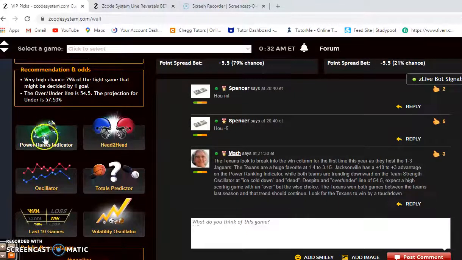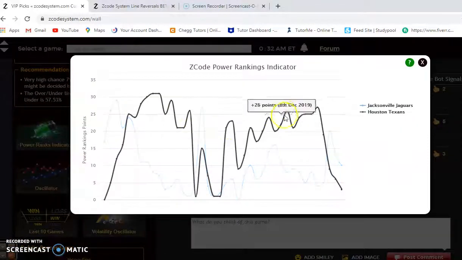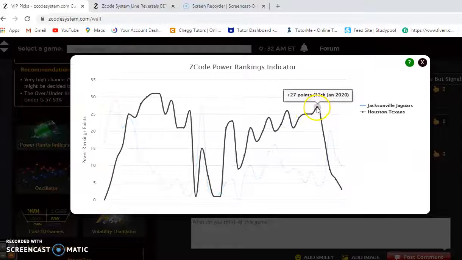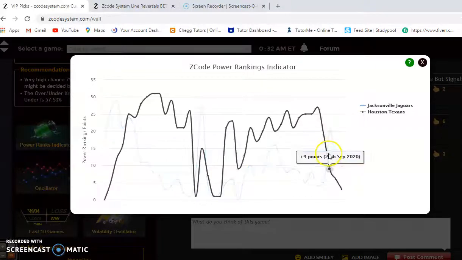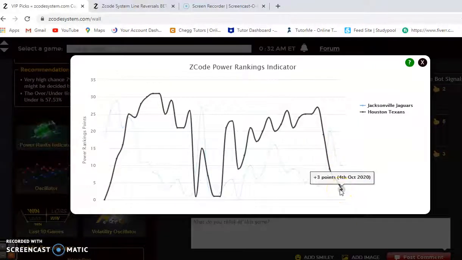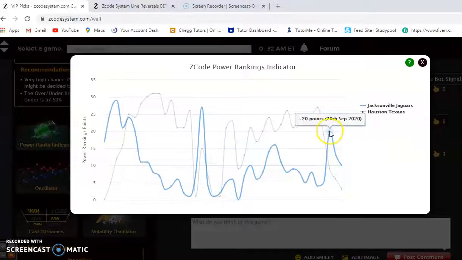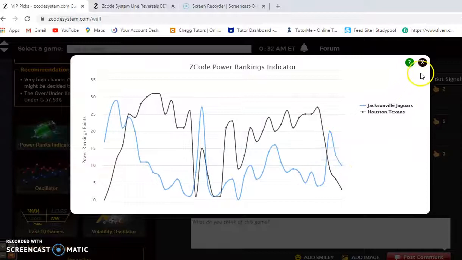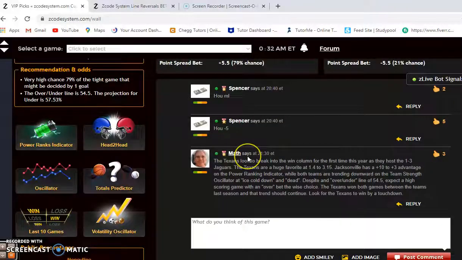If you take a look at the power ranking indicator, again, I always like to do that and see how the teams are trending. Look at the big decline for Houston. They are all the way down to +3. And a sharp decline for Jacksonville as well, just not quite as steep, and they are down to +10. But that's not a surprise considering the starts that these two teams have so far.